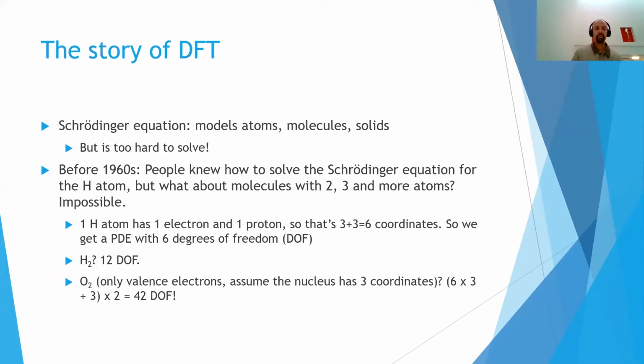So before the 1960s, people were solving the Schrödinger equation for the hydrogen atom, but when you go larger, it is really hard. And that's because of the number of degrees of freedom. The hydrogen atom has 6 degrees of freedom because you have an electron and a proton. The electron has 3 degrees of freedom, the X, Y, and Z position. And then the proton, same thing, X, Y, and Z. So you only need to take care of these coordinates or degrees of freedom.